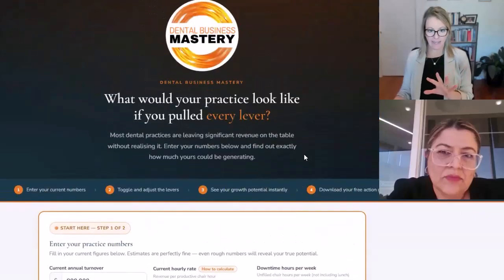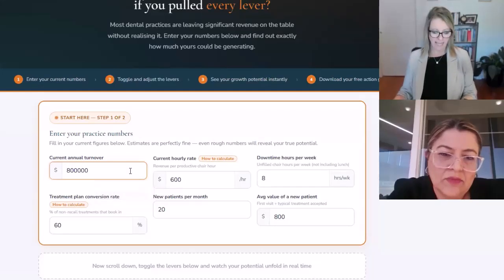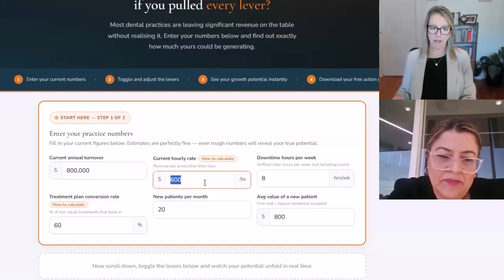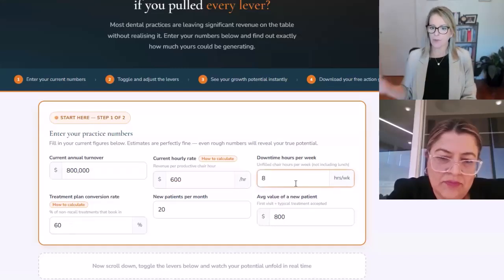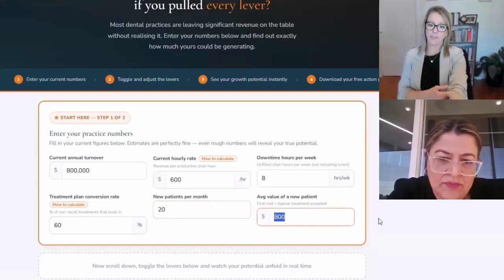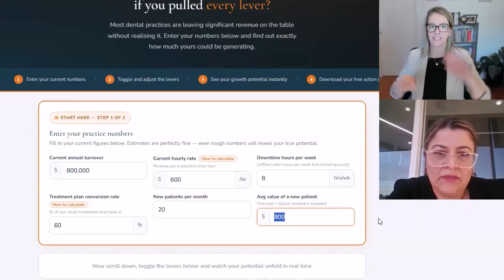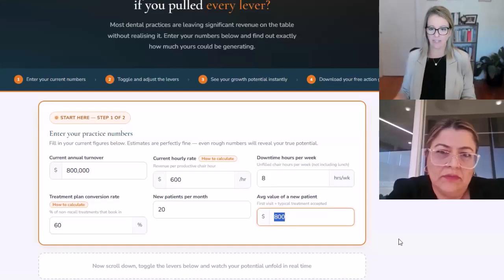And within our calculator, we're going to put in here as an example, you put in your annual turnover for a particular practitioner. Let's just say this particular practitioner turns over $800,000. The current hourly rate might be $600. The downtime that practice is moving through per week might be 8 hours a week. And the treatment plan conversion rate, you might be sitting at 60%. The new patients per month might be 20. And the average value of a new patient when they come in for their checkups and cleans might be $800. The checkup and clean, x-rays, and you need a couple of fillings. So on average, it's around $800.